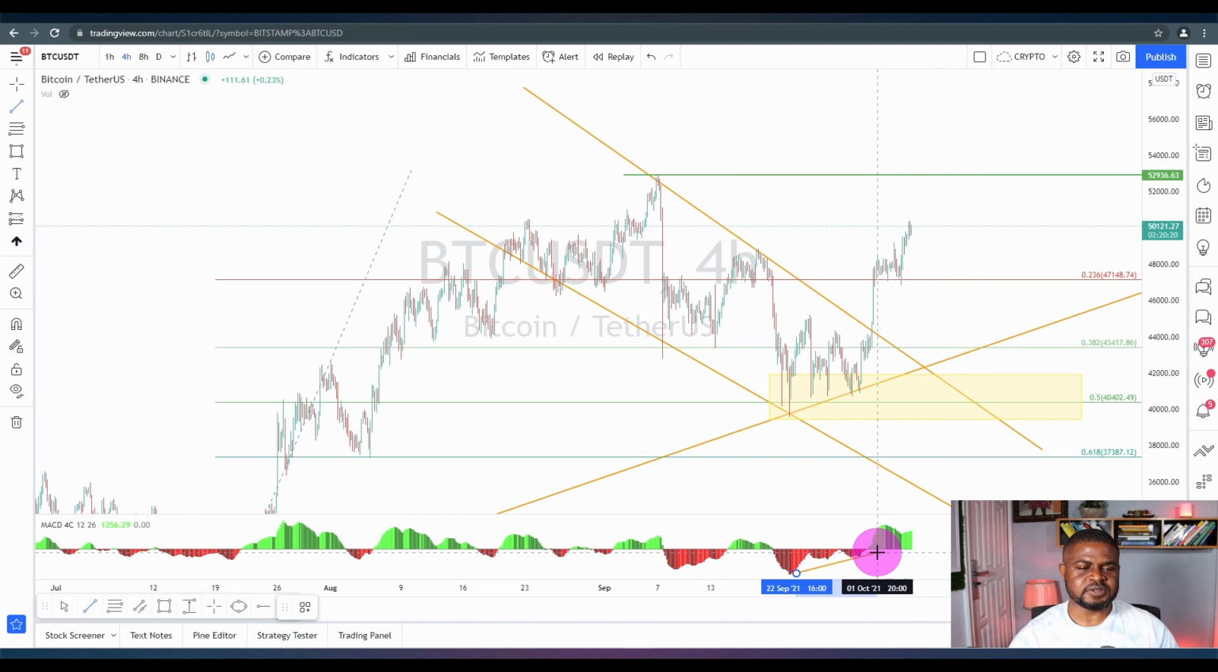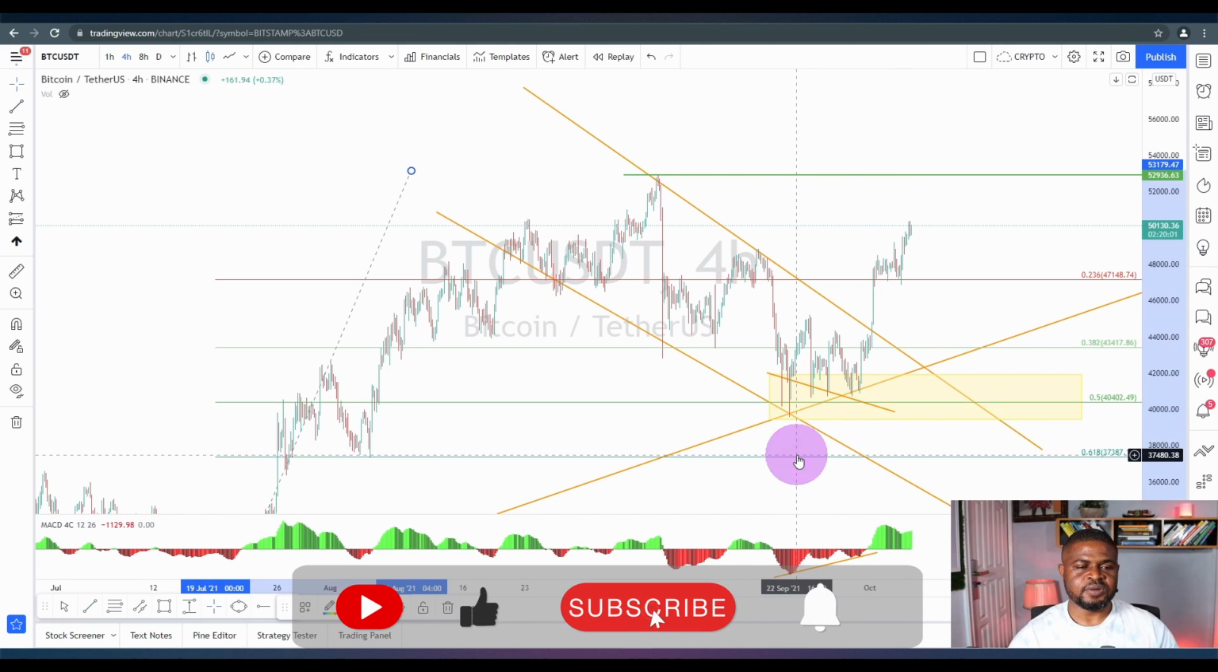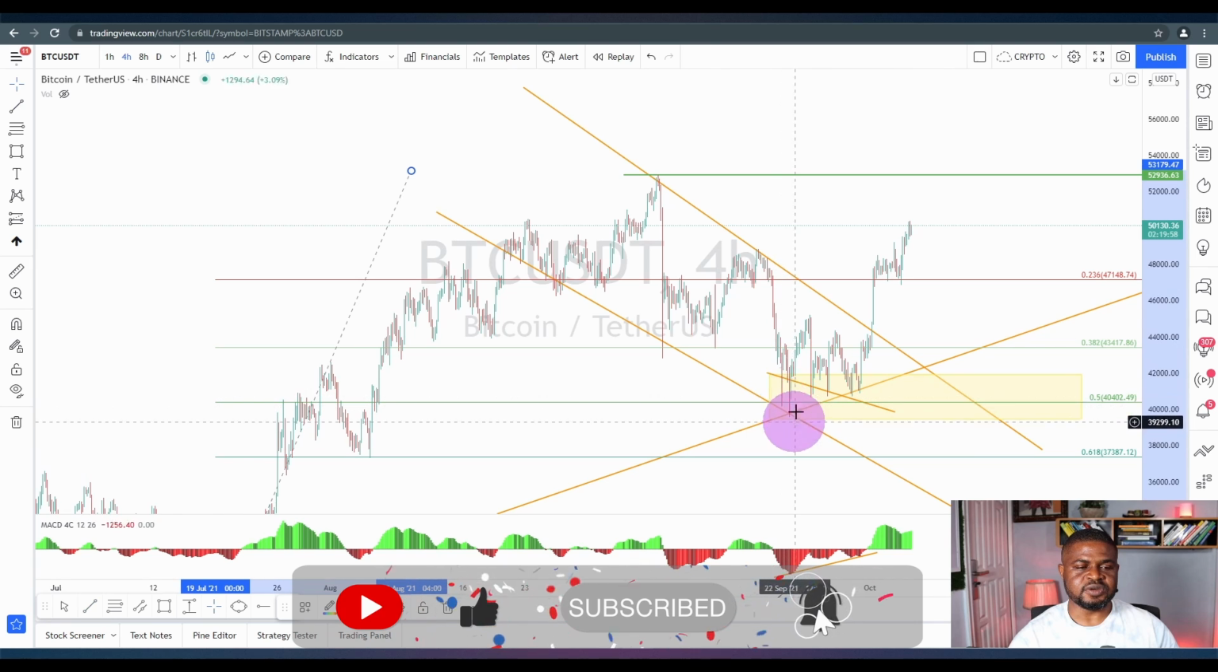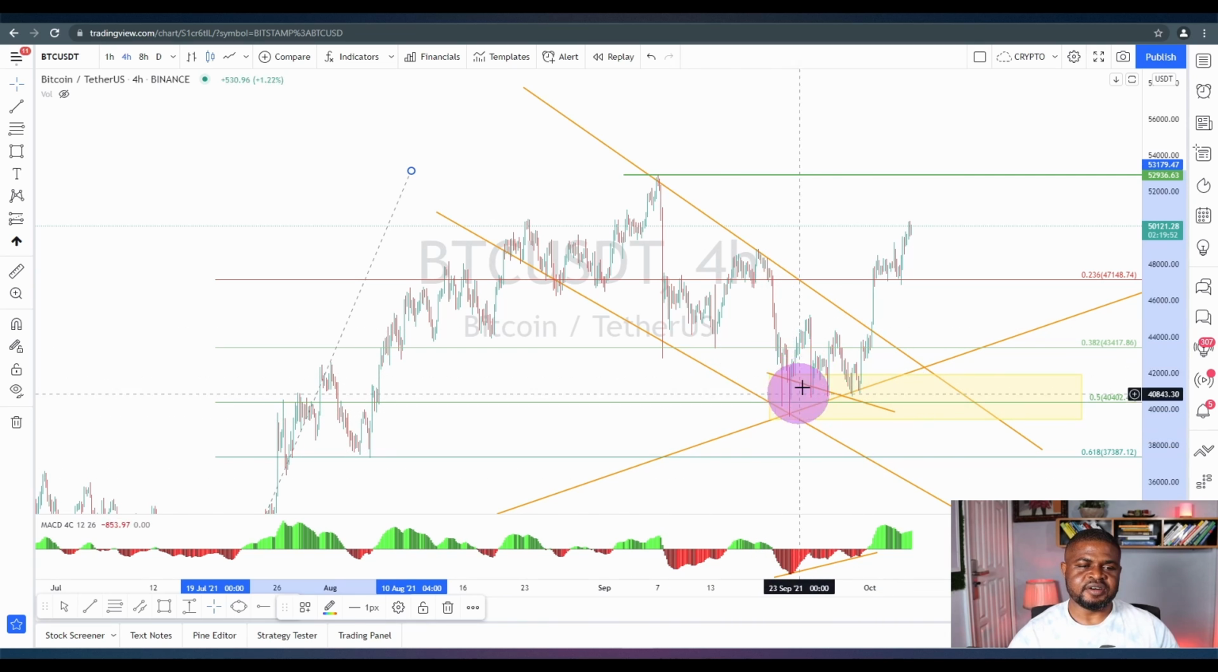We can spot a divergence here, though not very noticeable, but there's a divergence here. And some accumulation took place here. Divergence is when the indicator is doing something else and the price action is doing something else. We can simply say this was a low, and these lows are more or less like price manipulation. As time goes on, you understand better.